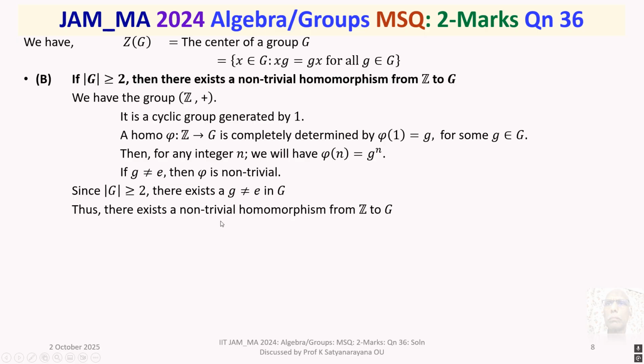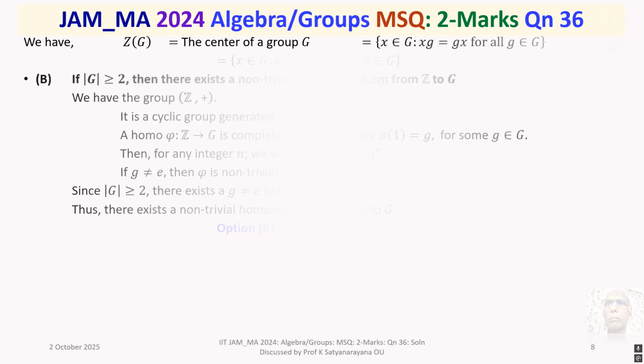Thus, there exists a non-trivial homomorphism because g not equal to e. So, phi of 1 is equal to g, g not equal to e, and that will be the non-trivial homomorphism from Z to G. So, there exists such a non-trivial homomorphism. So, option B is true. We go to the next option.